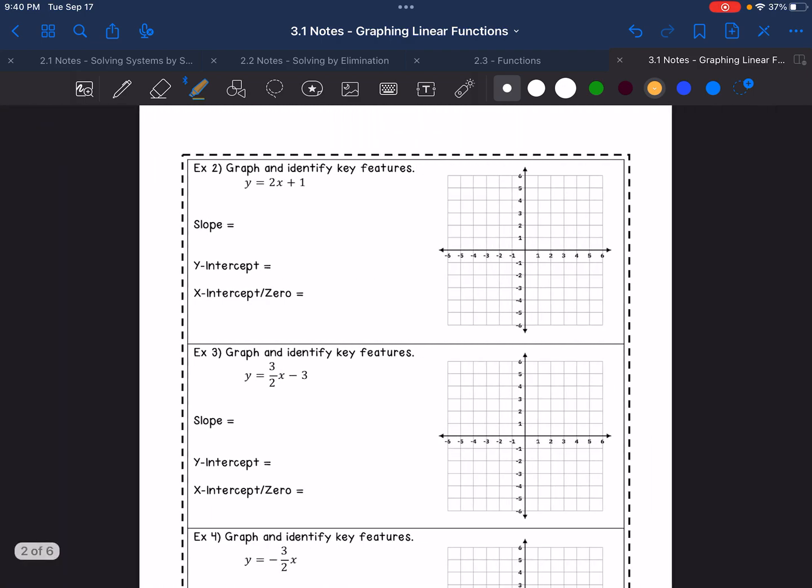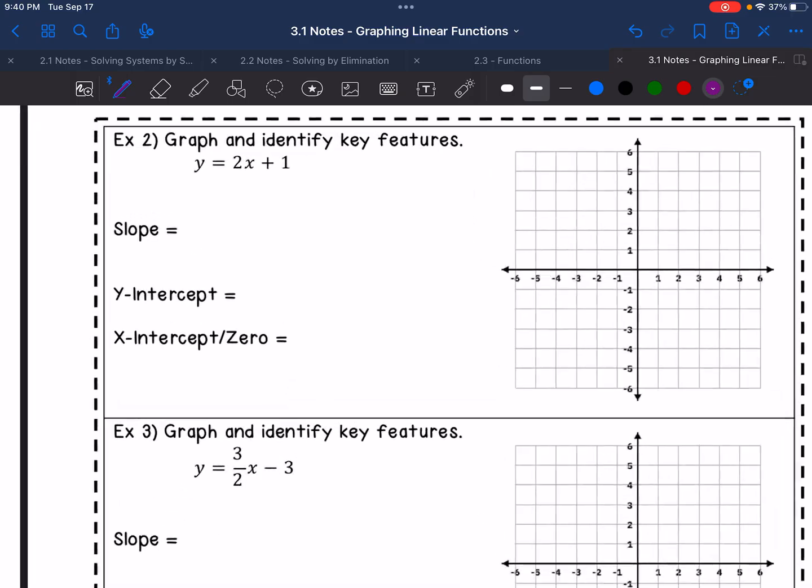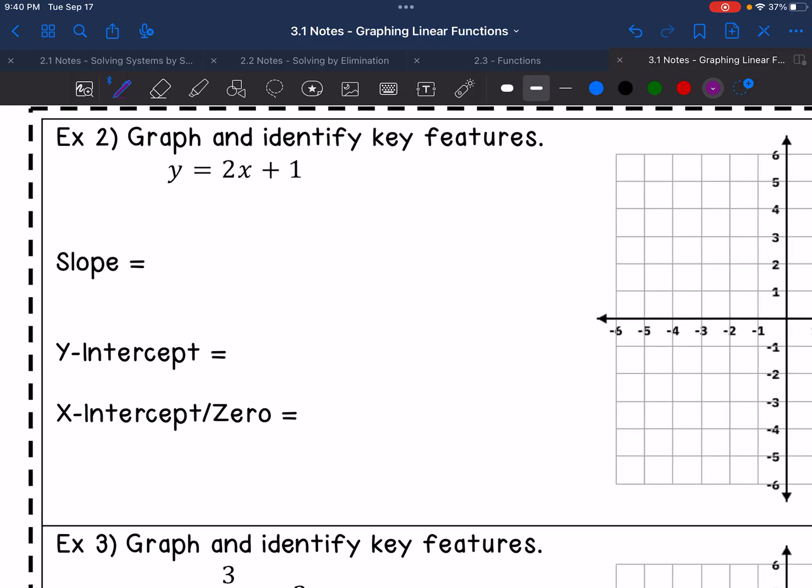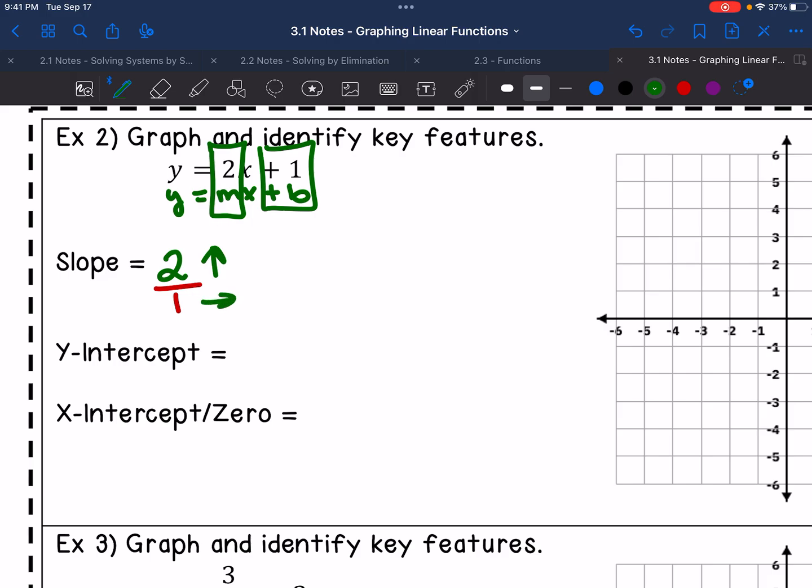All right, so let's look at another. So we've got, this time, y equals 2x plus 1. So remember, y equals mx plus b. So for the m, the coefficient of x, we can see that that's a 2, and our b is a positive 1. So slope is positive 2. So I'm going to make this a fraction by putting a 1 underneath it, which means my line is going to go up by 2 and right by 1. My y-intercept, I had a 1 for my b, so this is the point 0, 1.